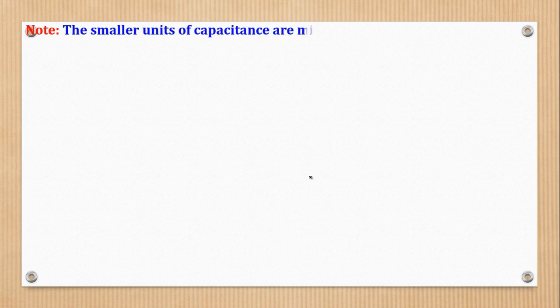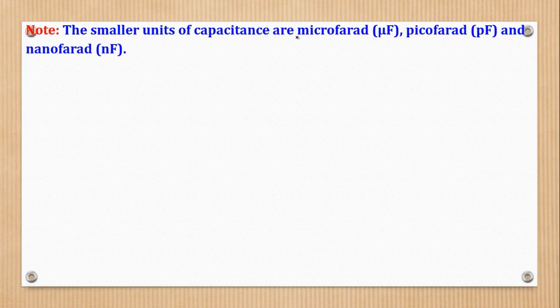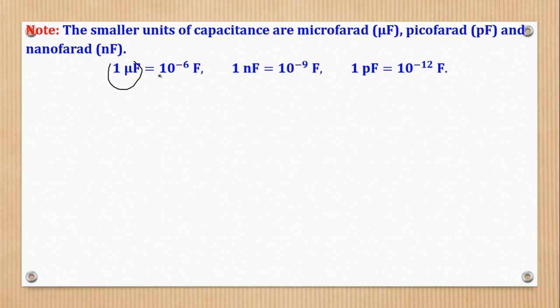But sometimes they can give you smaller units. They can give you microfarad, which is μF, picofarad, which is pF, or nanofarad, which is nF, small n. So how can you convert if you're in that form? You have to remember that 1 microfarad is equal to 10 to power negative 6 farad, nanofarad means 10 to power negative 9, and picofarad means 10 to power negative 12.